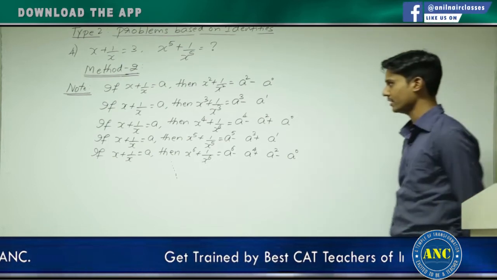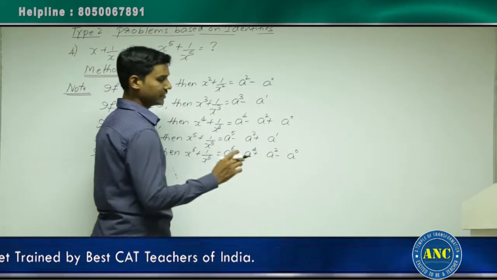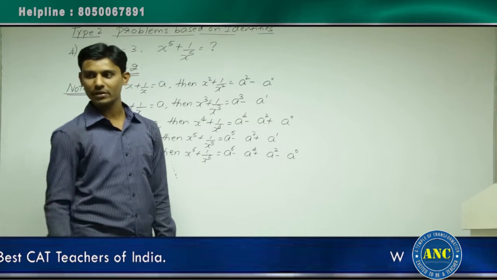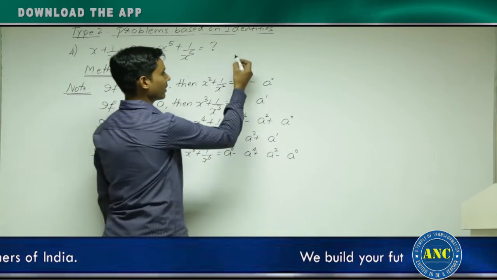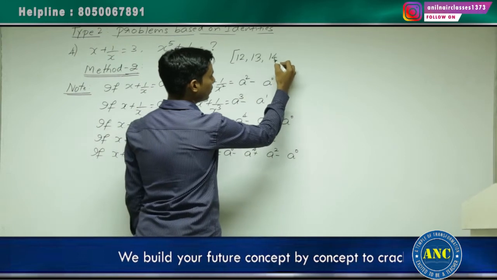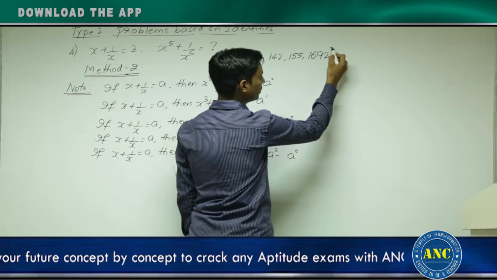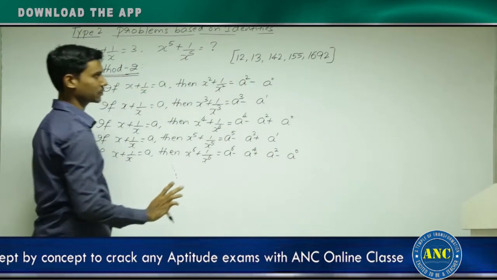Clear, right? Now see here. Those constants, listen to this. There is no particular pattern to remember the constants, but you need to remember the constants are 1, 2, 1, 3, 1, 4, 2, 1, 5, 5, 1, 6, 9, 2. This is only till x power 6 plus 1 by x power 6, right?